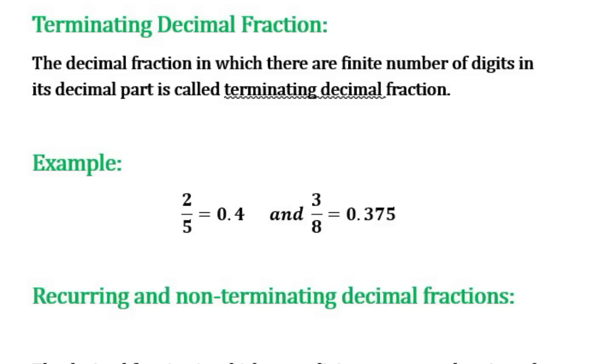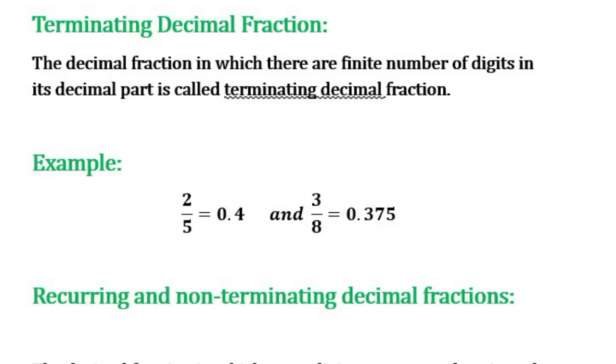Let's start. Today's topic is terminating decimal fractions. A decimal fraction in which there are a finite number of digits in its decimal part is called a terminating decimal fraction. As it is obvious from the heading, terminating means it will finish in some way. So a fraction which finishes after 1 or 2 or 3 digits is called a terminating decimal fraction.